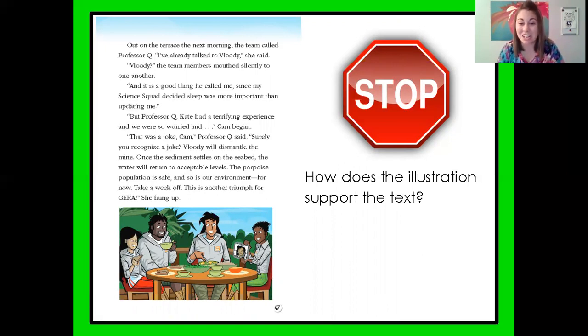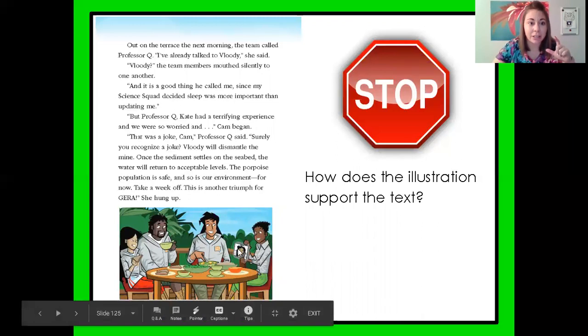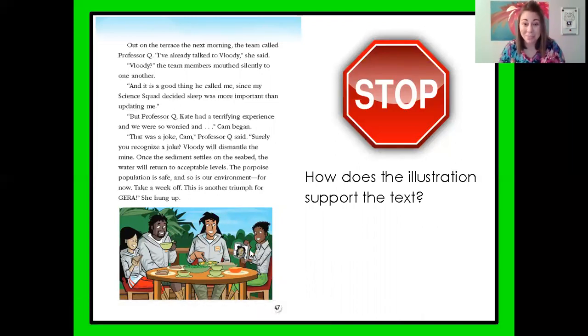So again, let's think about these pictures. How does the illustration support the text? So what do you see? It's pretty simple, right? We see the science squad sitting around this table. Looks like they have some food and they're drinking, and we can see that they have this little tablet where they must be talking to Professor Q. Okay, so they're all looking pretty happy right now. We know they're probably pretty happy because they have solved the mystery and they're getting their update from Professor Q.